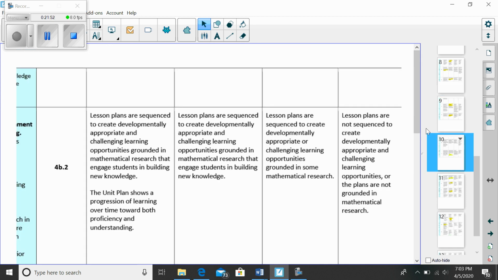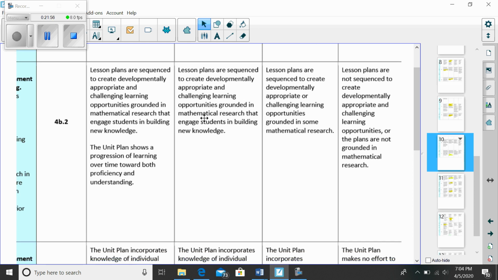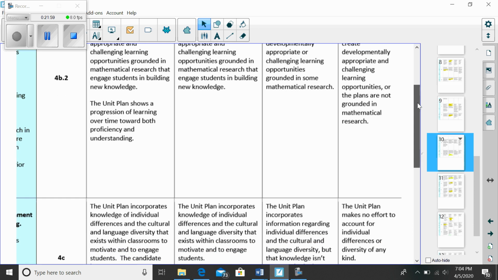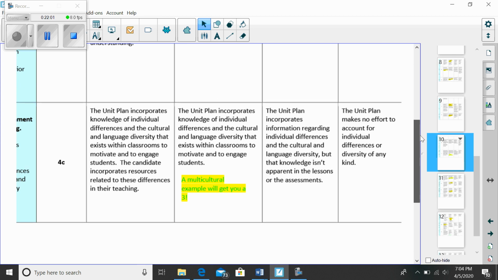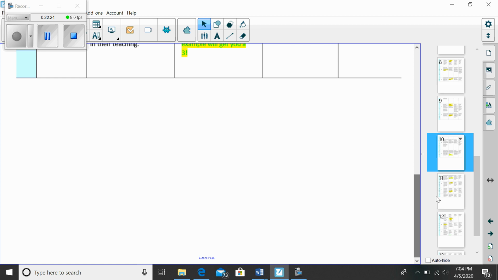Again, some of these are so repetitive, I feel like we've talked about everything here, so I didn't highlight any more. And then the multicultural example, that's going to be important, that you have at least one place. If you give me just one example, that'll give you a 3. I gave you the made-up students, and I want you to have one example where you use something from their culture in an example in your lesson.